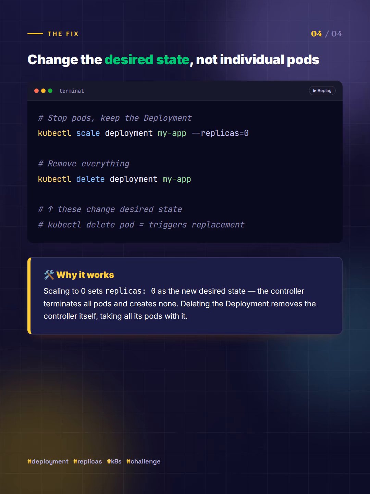Deleting a pod by name under a deployment only triggers the controller to create a fresh replacement. You're in a loop until the desired replica count changes.